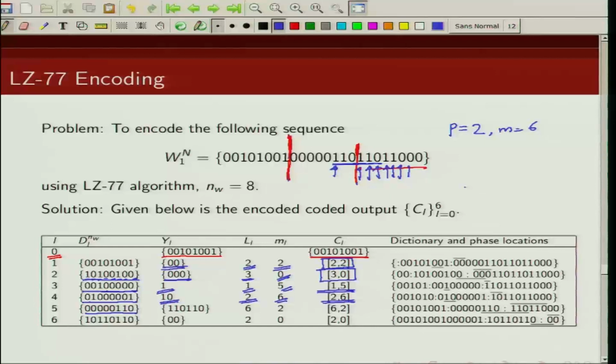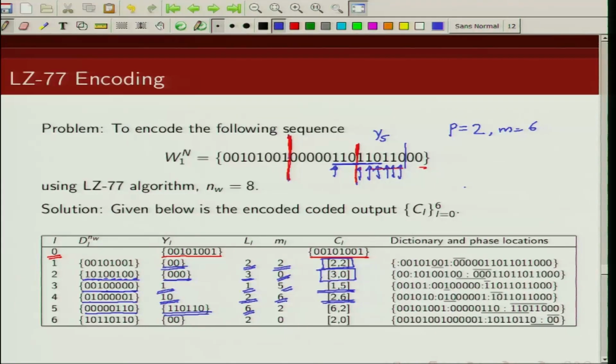What about this? 1 1 0 1 1 0 0 0 is not there. So the maximum match that we are getting here is corresponding to this 1 1 0 1 1 0. So the new string y5 is basically 1 1 0 1 1 0, and that's this. And what is the length of this string? The length of this string is 6.